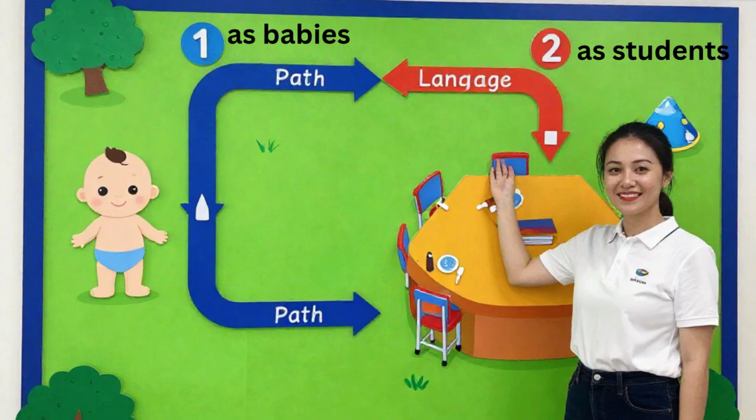Moving down our next agenda. The next item is the adventure of talking. Did you know that learning to talk is like playing a video game? You start at level 1 and slowly unlock new power-ups until you're a pro. We're looking at the two ways we learn, as babies and as students.